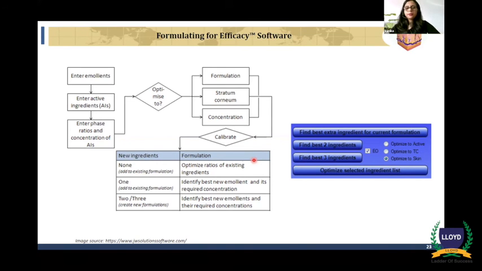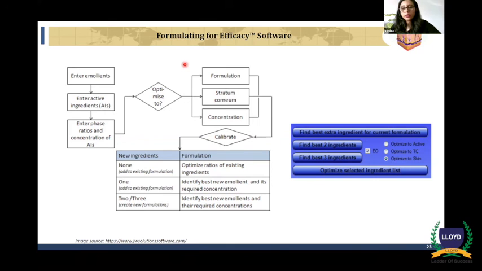So basically, it's a computational kind of software in which they have got a database of about 100 emollients, and if the desired emollient which you want is not there, you can enter it. You can enter the active ingredient, and then you need to have information about the oil water partition coefficient as well as the concentration of the active ingredient which you are looking at. And then the further thing comes up to the optimization, that is, what kind of strategy are you looking at.